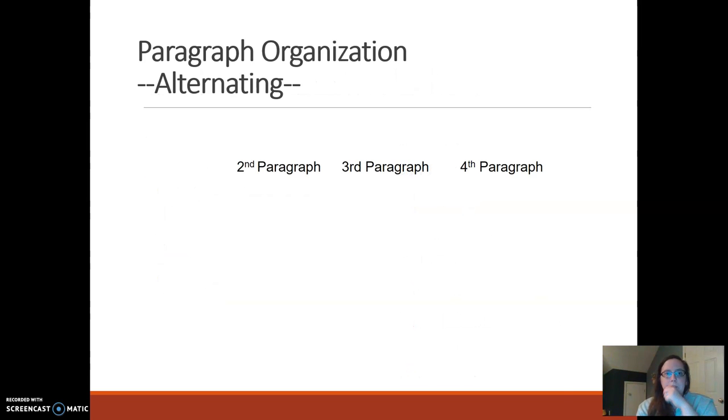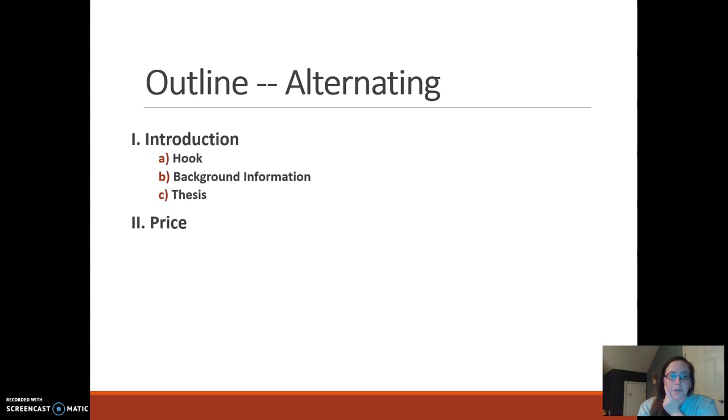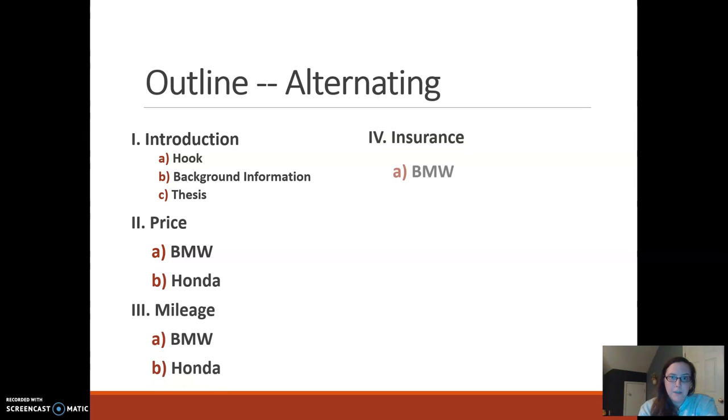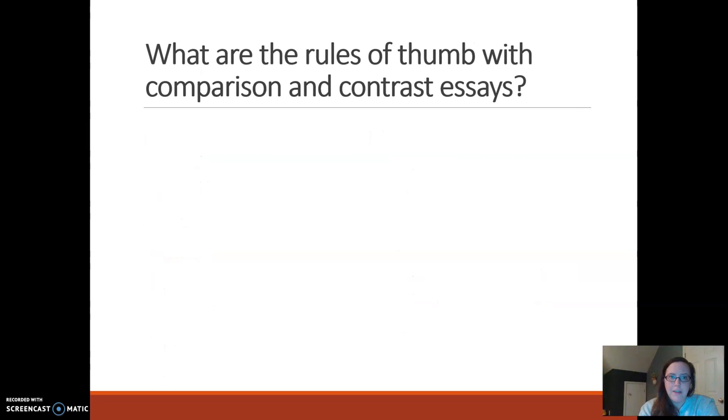Then another, skipping this visual because it's confusing to me. Another outline for alternating. This I think looks better, kind of what I addressed before. But instead of talking all about the Honda and then all about the BMW, you first just address the focal point of price for both cars, then mileage for both cars, then insurance for both cars. And this is going to have a smoother flow to it, and I think it's going to allow you to get in way more detail for each one of the focal points that you're addressing for your subject matter.